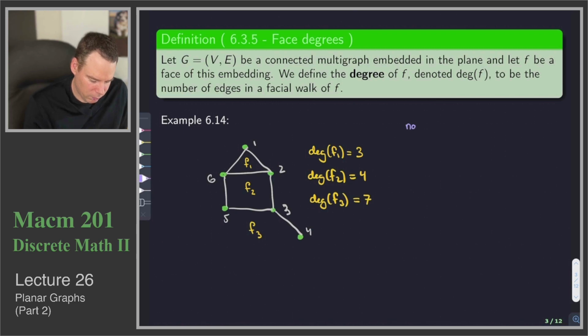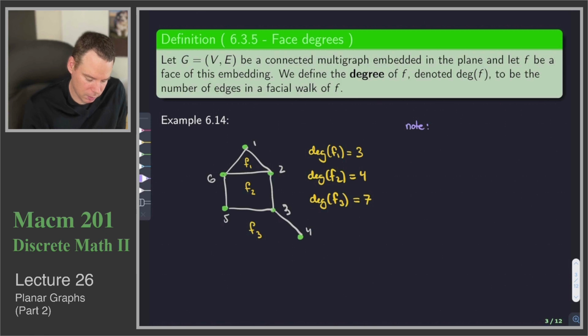One thing to be aware of, though, is that there are multiple ways to embed this graph as a planar embedding, and that will change how these degrees of the faces work out. It's not going to change the number of faces. The number of faces is always going to be 3 no matter how we draw this graph as a planar embedding. That's what Euler's formula tells us. The number of faces is fixed, depends on the number of vertices and edges, and in this case it's 3.